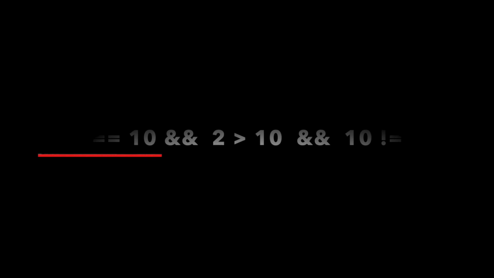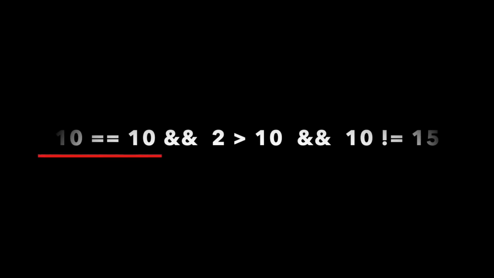Suppose there was a situation and we wanted to combine multiple conditions. To do this, we would use the AND or the OR operation. Here's an example of how the AND operation is used. I have 3 conditions. The first condition is 10 equal 10.